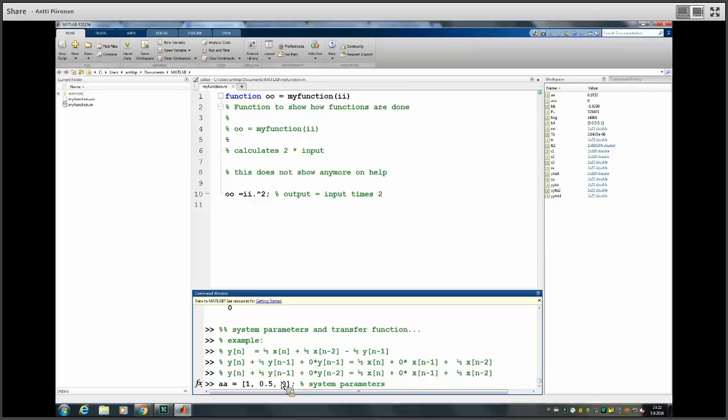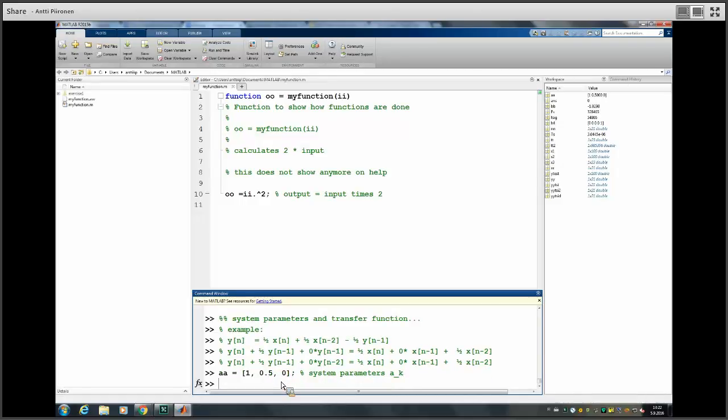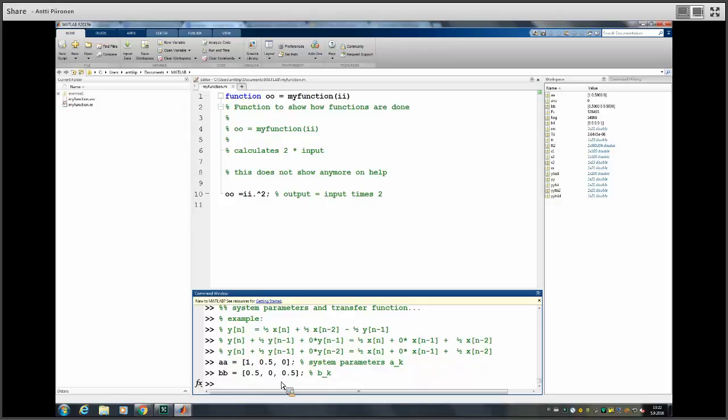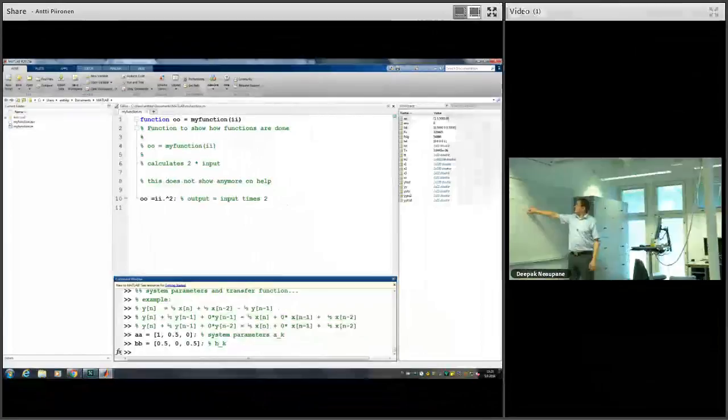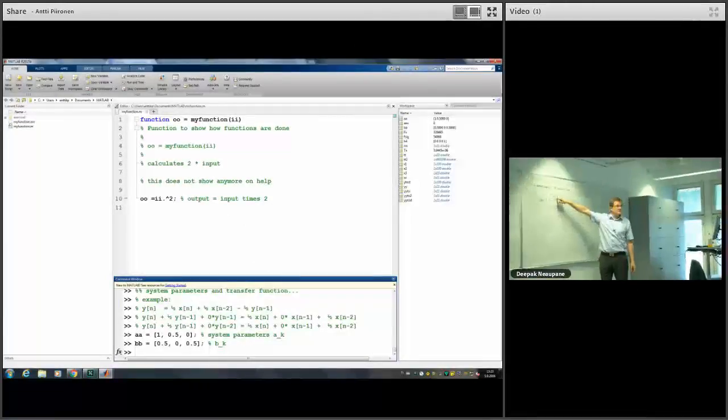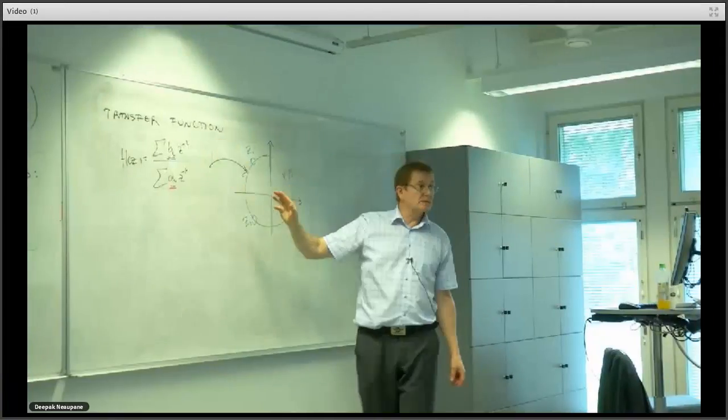Parameters for the denominator, AK. Then the forward term, we have 0.5, 0, 0.5. Okay. Then this is system parameters BK. And this defines the whole system, including the transfer function. So now we can take a look at the zeros and poles.